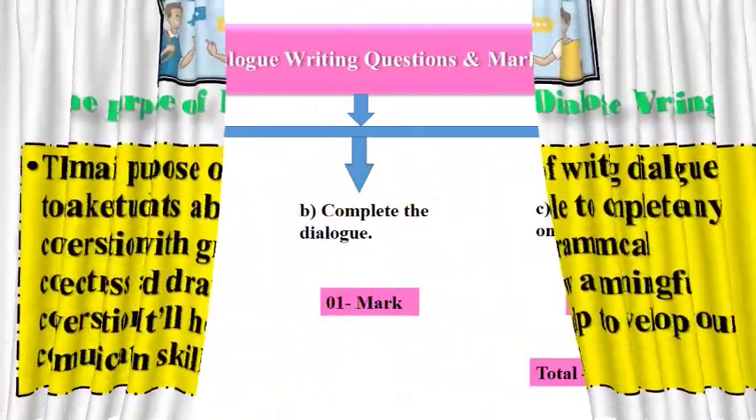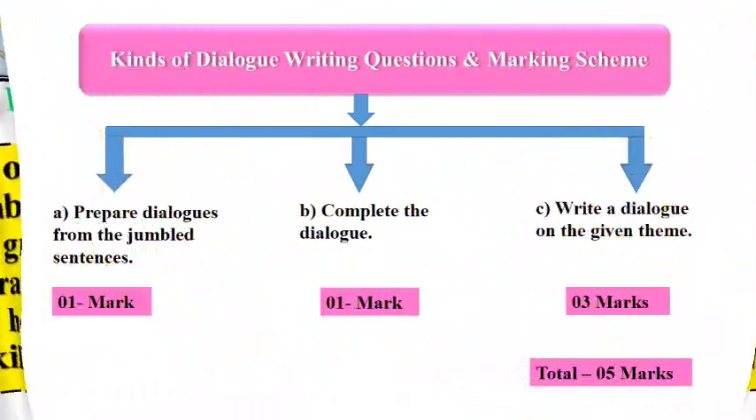Kinds of dialogue writing question types and marking scheme. There are 3 main types of questions. First A. Prepare dialogues from the jumbled sentences. It carries 1 mark. B. Complete the dialogue. It carries 1 mark. C. Write a dialogue on the given theme. It carries 3 marks. Total 5 marks for that question.